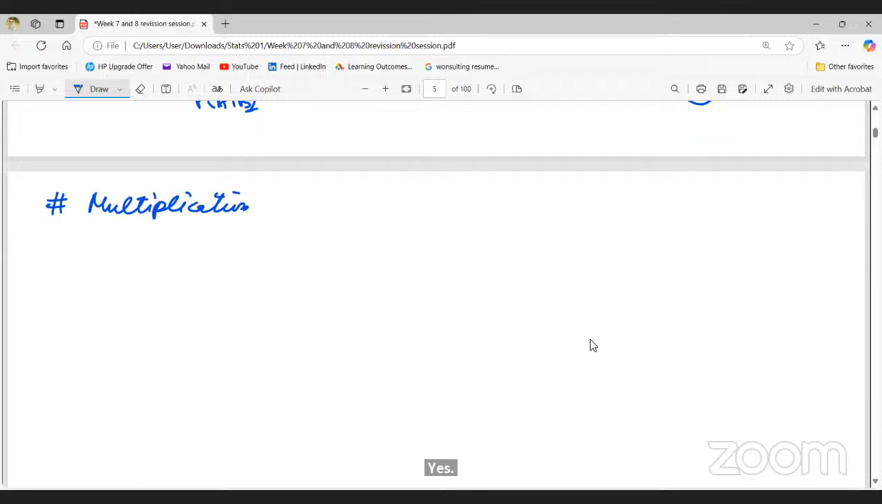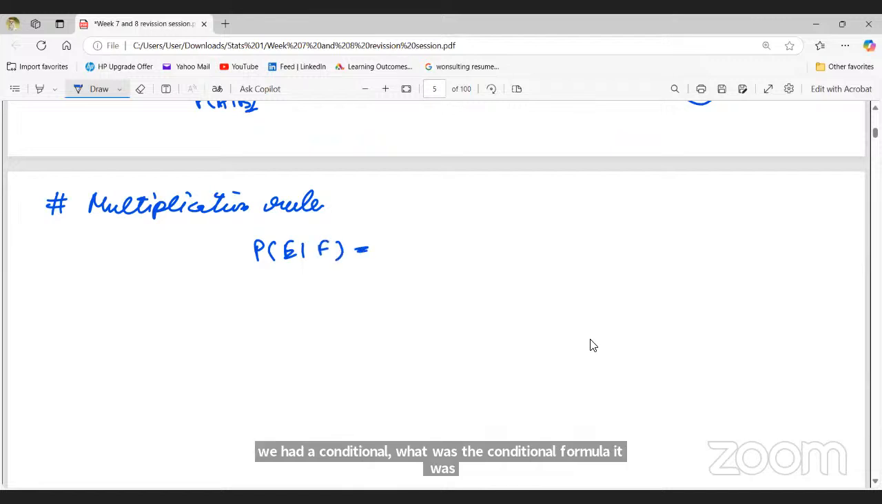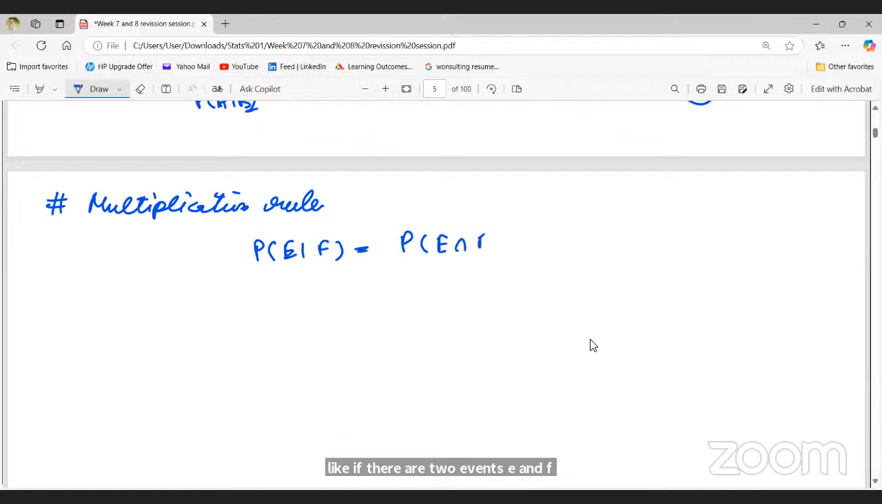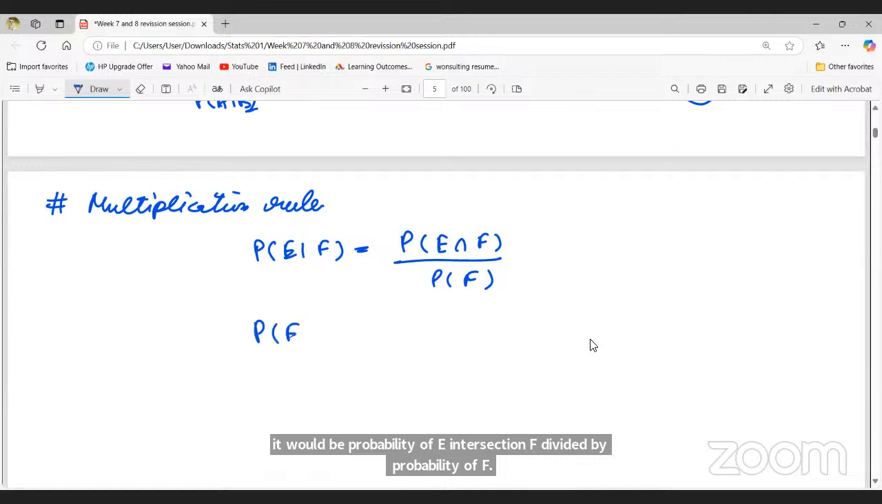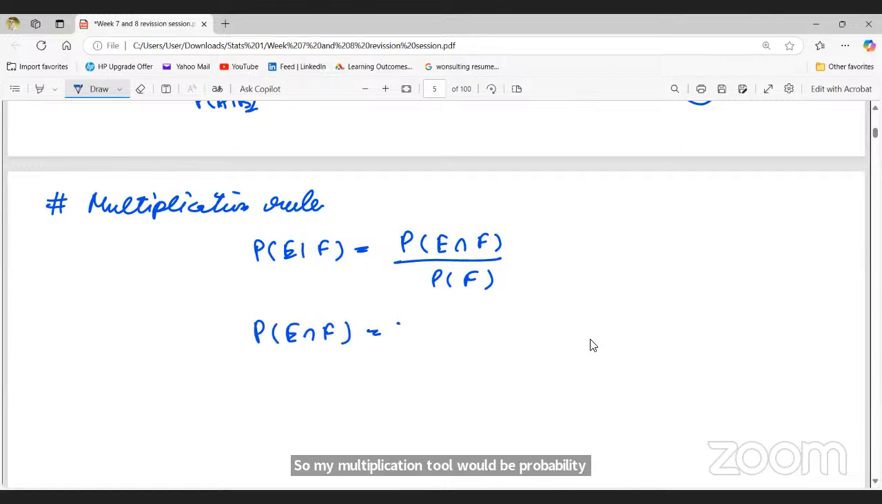Okay, what is the multiplication rule? So we had the conditional formula. If there are two events, E and F, the probability of E given F is the probability of E intersection F divided by the probability of F, right? So my multiplication rule would be: probability of E intersection F is equal to probability of F into probability of E given F.